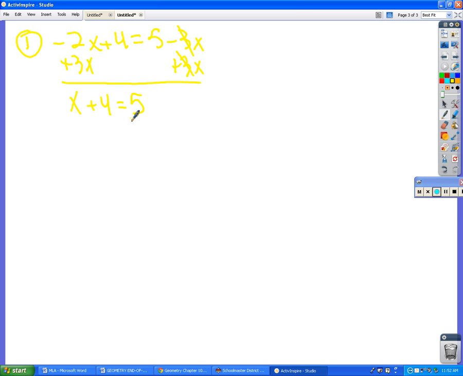Now what? Minus 4 from both sides. So obviously x must equal 1. Okay? I guess that's just 1a. So if they have one, none, or infinite solutions, obviously that's one solution, x equals 1.